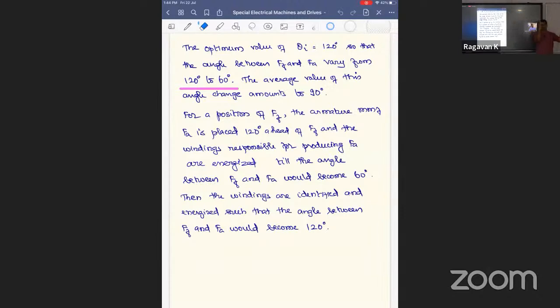When it comes to 60, I identify two phases. If those two phases are energized, then the angle once again becomes 120, right? So every time you energize two windings such that the angle between FA and FF goes from 120 to 60. Then again, two more phases are energized so that the angle again goes from 120 to 60. So one electrical cycle will have 6 such variations: 120 to 60, 120 to 60, and so on. It's okay.